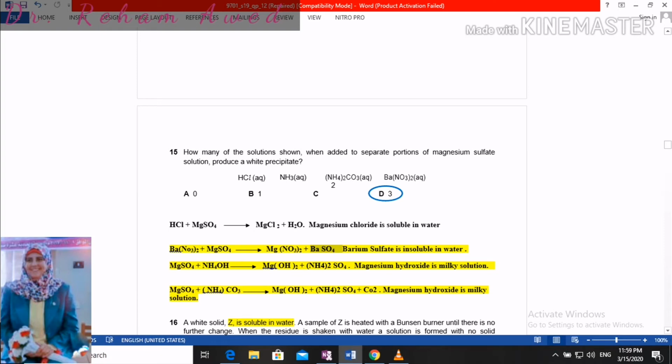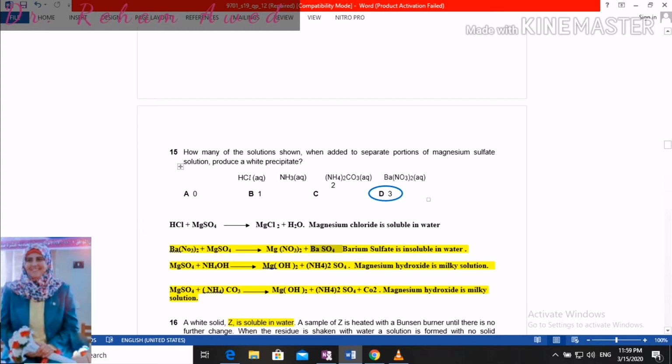So we have magnesium hydroxide, a milky solution, so it is insoluble in water. The same in the case of magnesium sulfate reacting with ammonium carbonate, which will form magnesium hydroxide plus ammonium sulfate plus carbon dioxide. Magnesium hydroxide is a milky solution. So we are talking about three solutions that will produce a white precipitate.